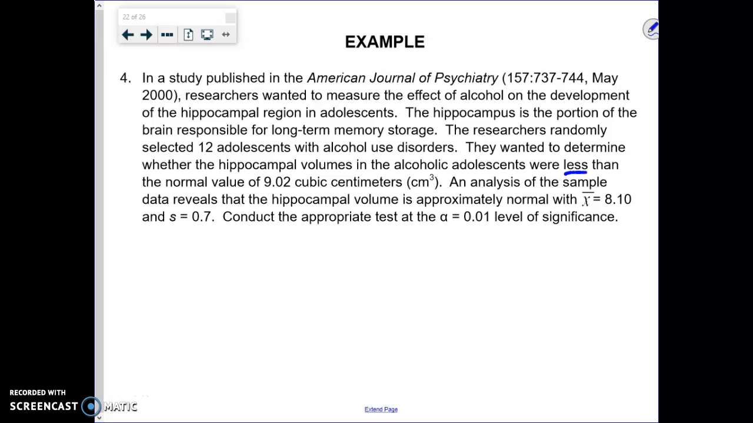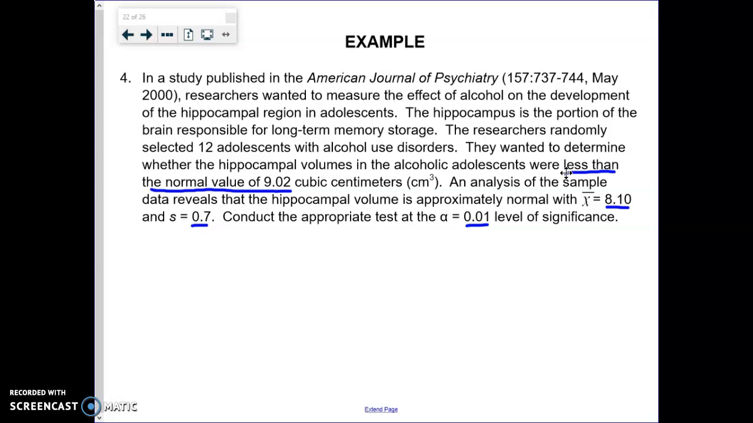So I'm going to underline that right there. Were less than the normal value of 9.02 cubic centimeters. An analysis of the sample data reveals that the hippocampal volume is approximately 8.10 cubic inches and a standard deviation of 0.7 cubic inches. I forgot to put the labels on there. So, conduct the appropriate test. Our alpha level is 0.01. That's our level of significance.